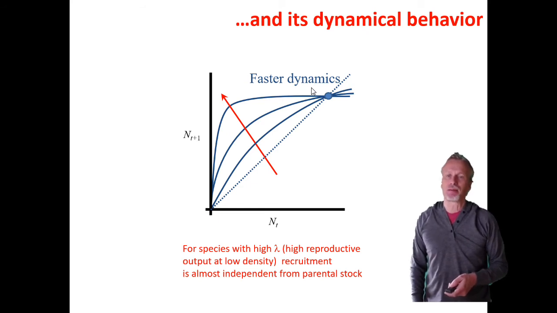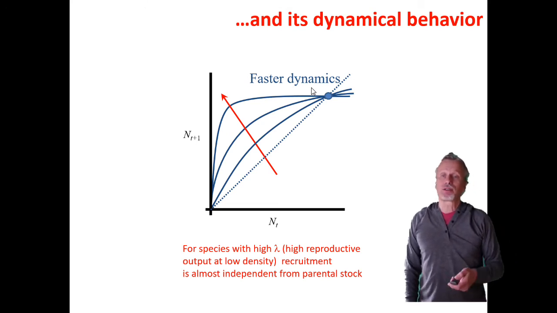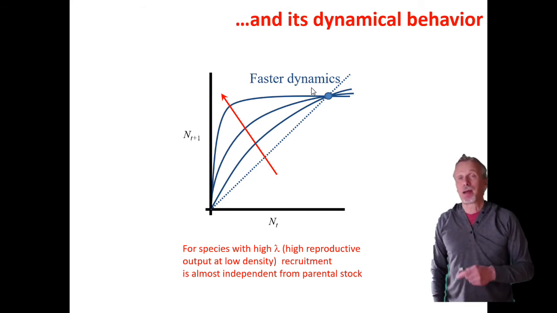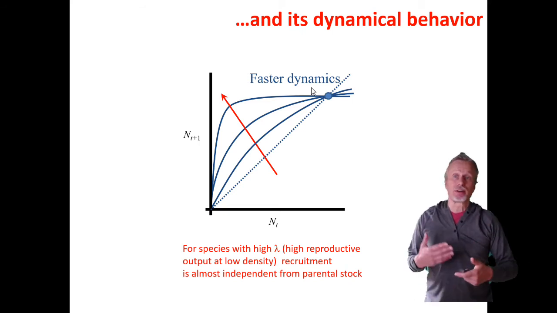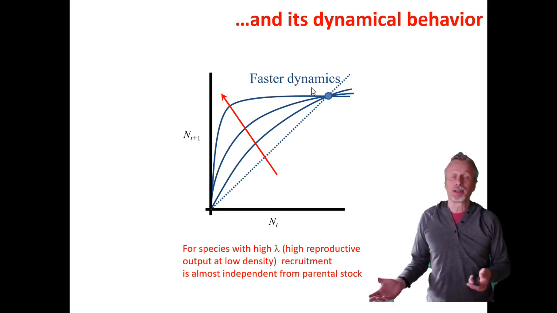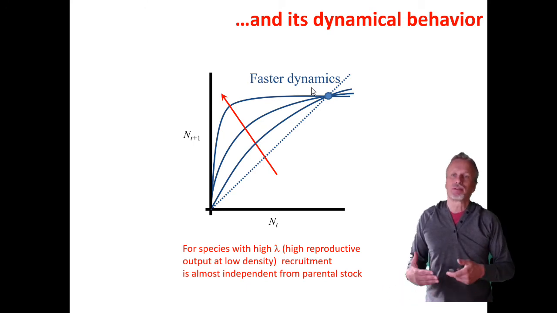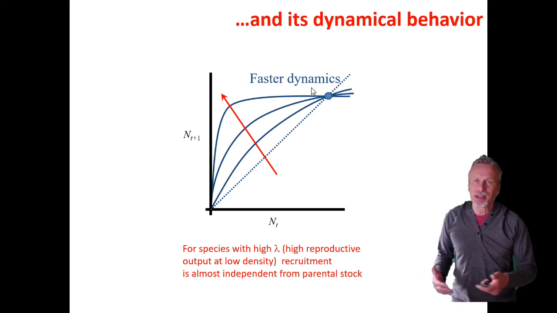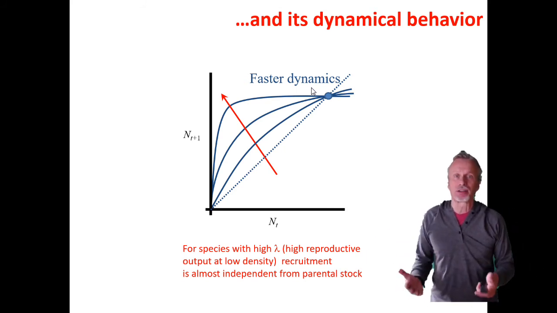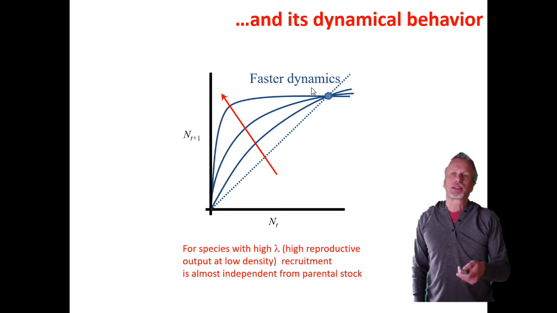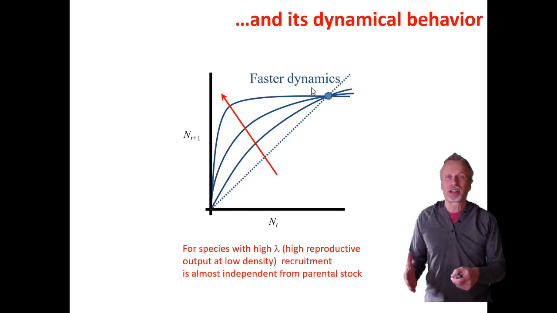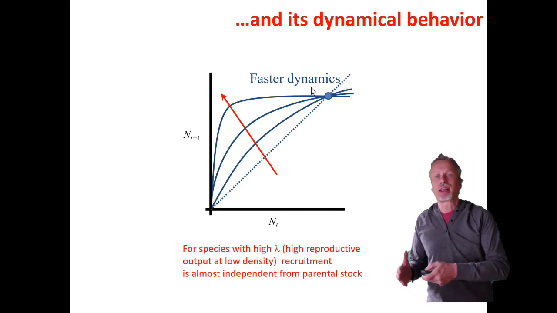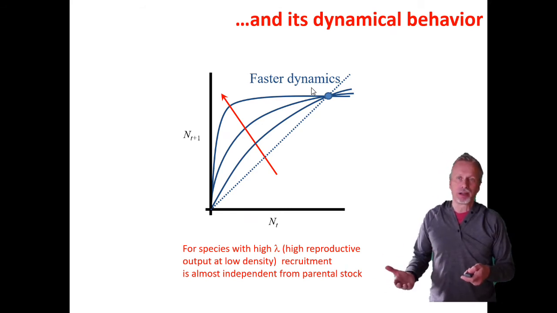And for species with high lambda, with high reproductive output at low density, recruitment is almost independent from parental stock. In the past, I have to say, a century ago, some fisheries were analyzed under assumptions of constant recruitment, which of course is an extreme assumption. If you deplete the population, the sardine collapse here in the Monterey Bay clearly shows that eventually we're going to wipe out the population. But it's true that for a population with high fecundity, unless the population is severely depleted to really, really low numbers, the capacity of bouncing back might be pretty good.